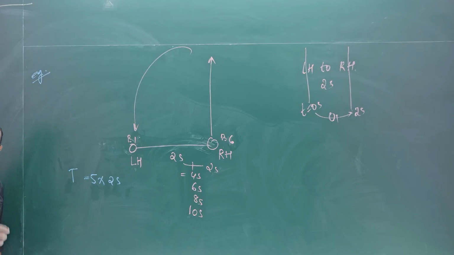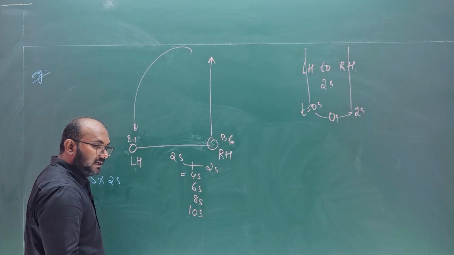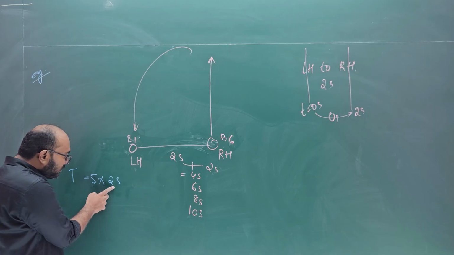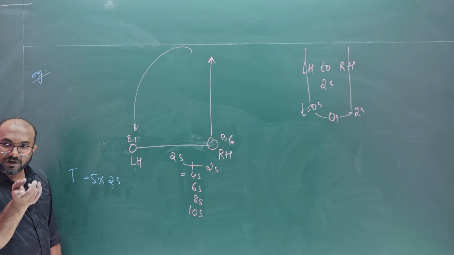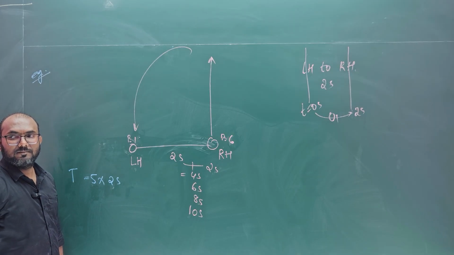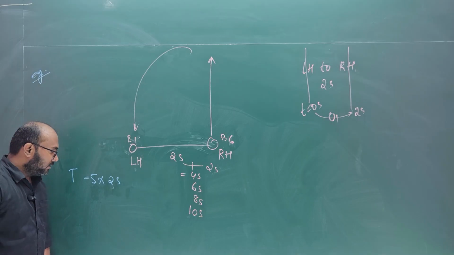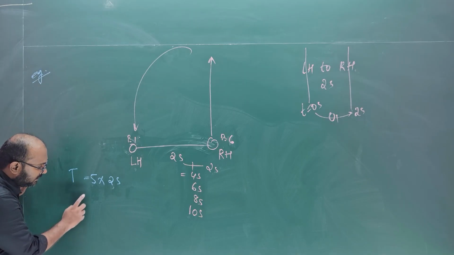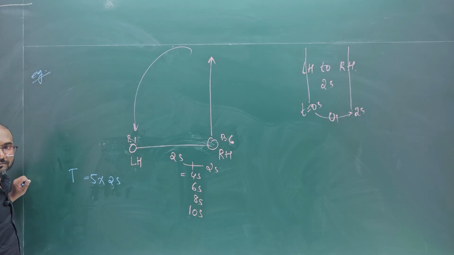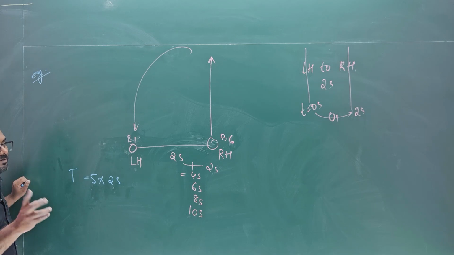If 20 balls are there, then can I say that it will be taking 19 into 2 seconds? One less. I got my point. So if 100 balls are there, can I say 99 into 2 seconds? So whatever the number of balls given, and whatever the time is given, reduce 1 and multiply with the given time.